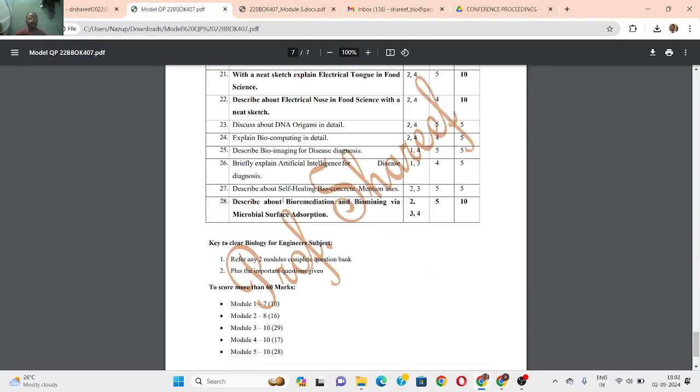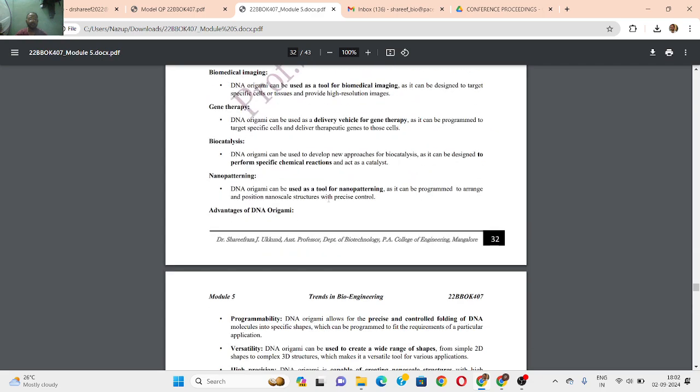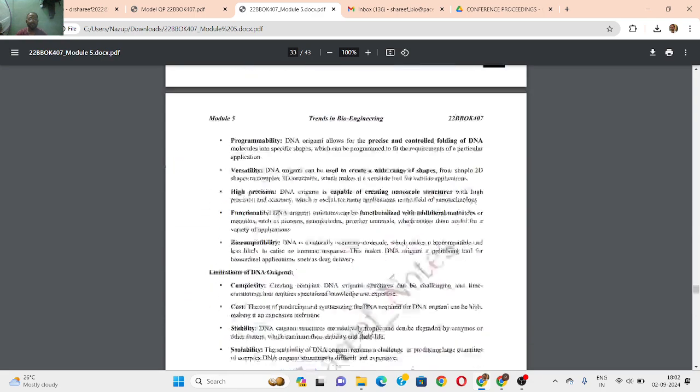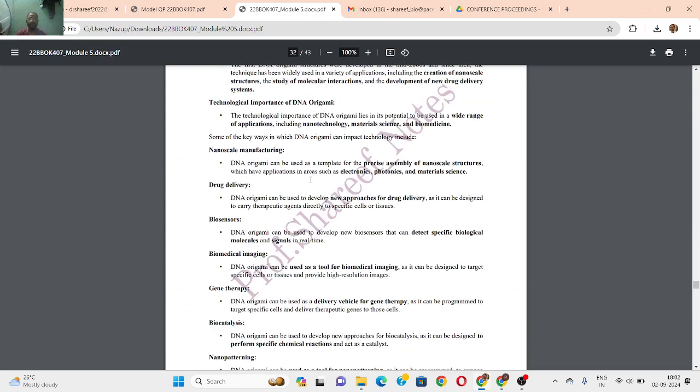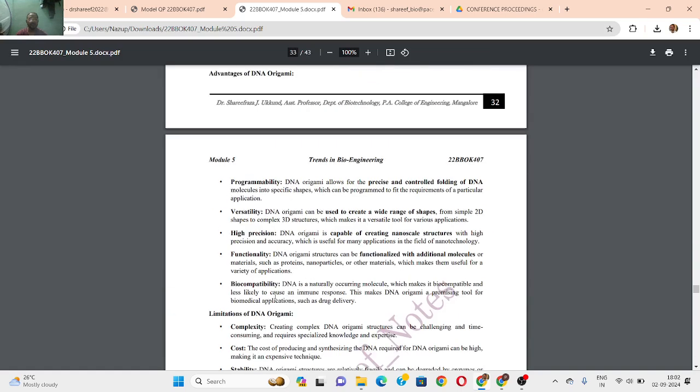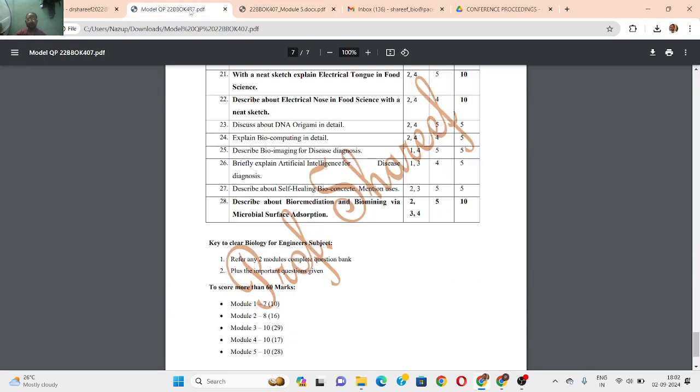Okay. Next, we are having DNA origami in detail, that is for 5 marks. You can pick any few applications, and next you can write the limitations also.